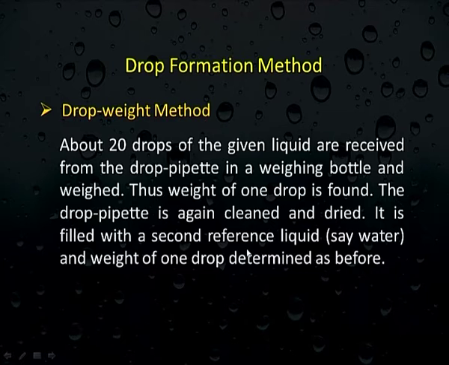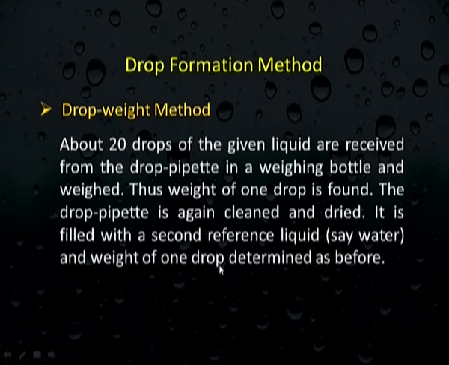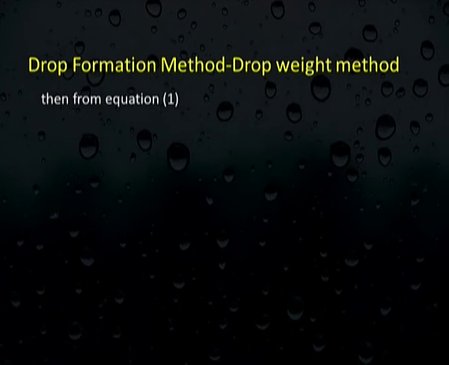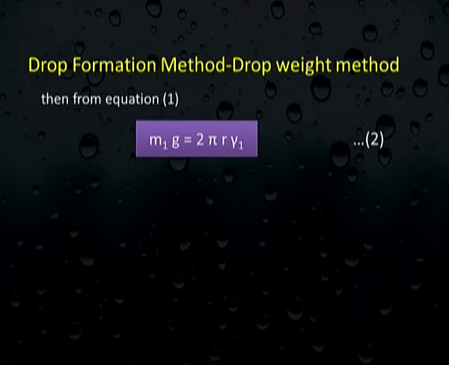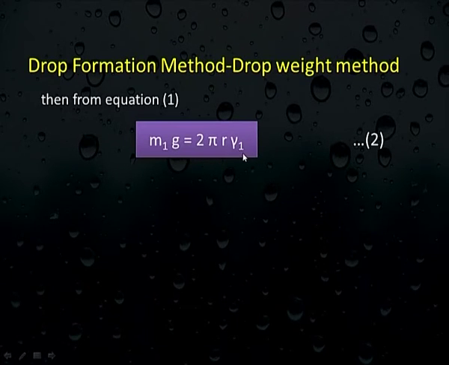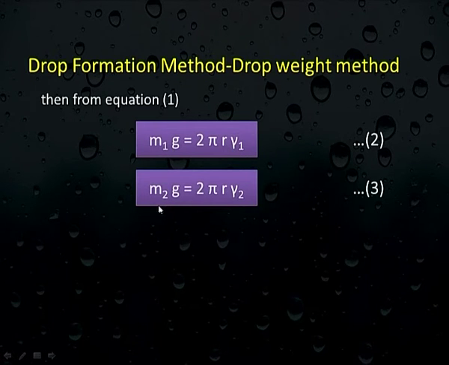Generally, we take water for that purpose, and the weight of one drop is calculated in the same manner. Now, from equation 1, we can see for the first liquid m1g is equal to 2 pi r gamma 1. For the second liquid, this equation becomes like that. Since we are using the same apparatus, this radius will be the same.